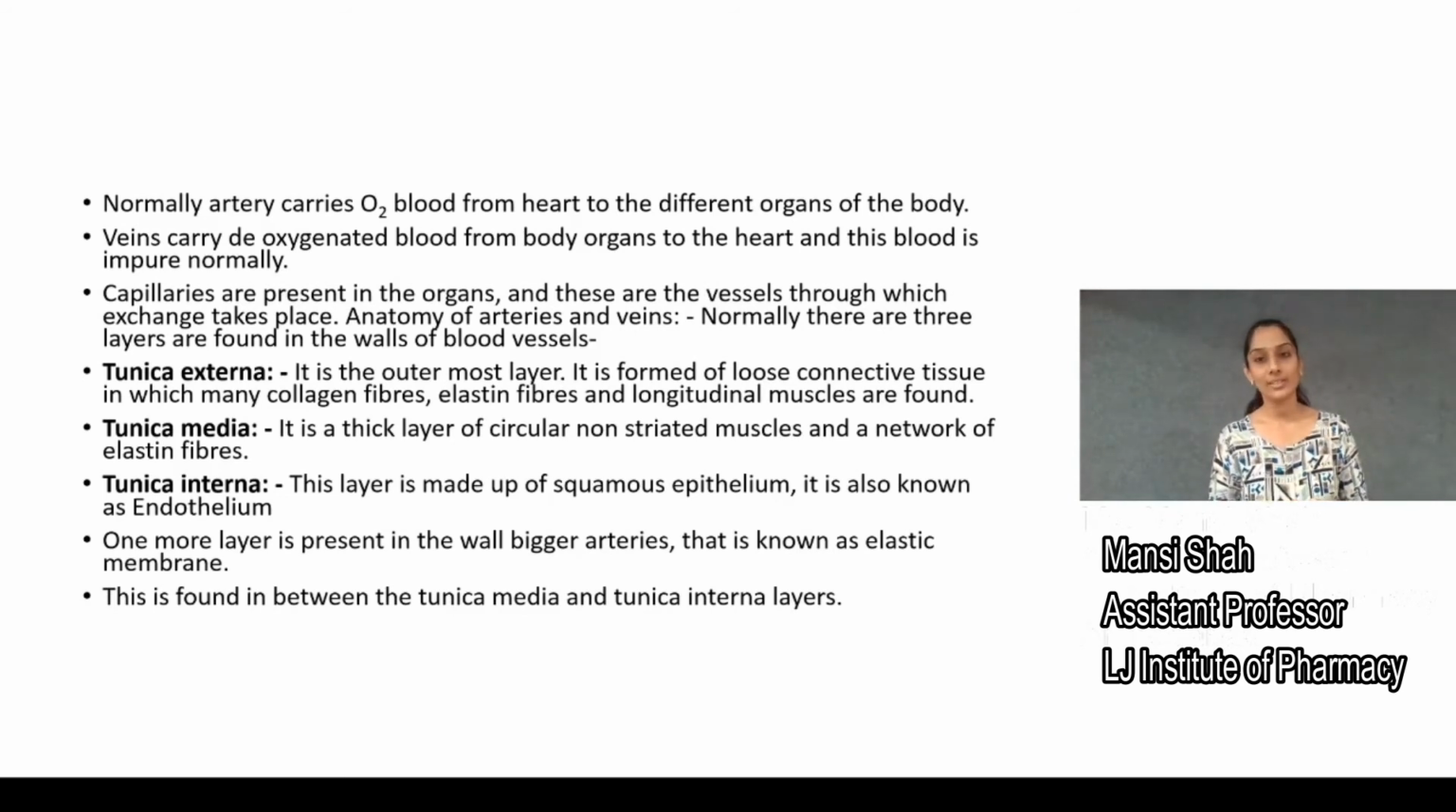Anatomy of arteries and veins. Normally there are 3 layers found in the walls of blood vessels: tunica externa, media and interna. Externa is the outermost layer. It is formed of loose connective tissue with many collagen fibers, elastin fibers and longitudinal muscles. Tunica media is a thick layer of circular non-striated muscles and a network of elastin fibers. Tunica interna is a layer made up of squamous epithelium and is also known as endothelium. One more layer is present in bigger arteries, known as the elastic membrane. This is found between tunica media and interna.